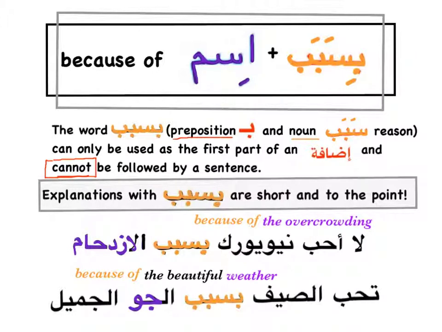And on the positive side you have تحب الصيف بسبب الجو الجميل. She likes summer because of the beautiful weather. Also believable. بسبب الجو is اسم, جميل adjective.